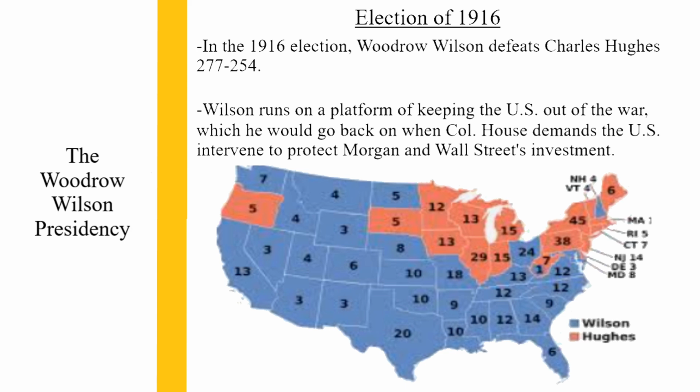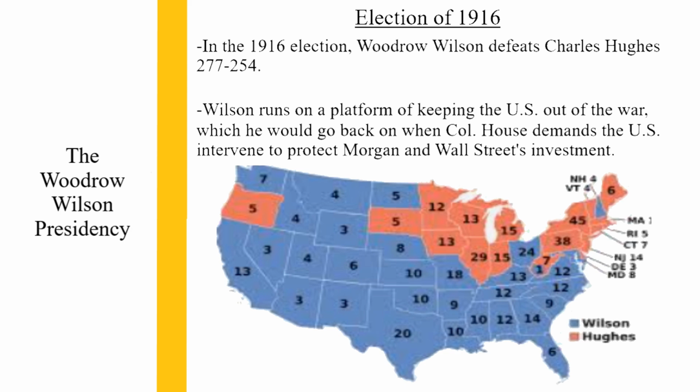Wilson runs on a platform of keeping the U.S. out of the war, which he would go back on when Colonel House demands the U.S. intervene to protect Morgan and Wall Street's investment. So Wilson literally runs as the peace candidate and the isolation candidate, and that's why he's so popular, even though he doesn't win the election by a large margin.